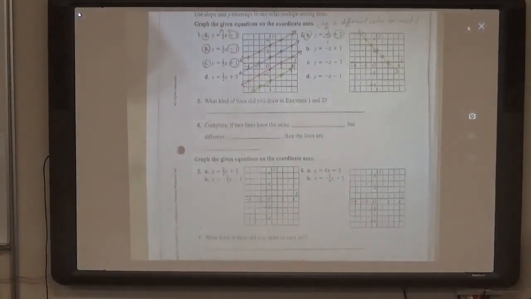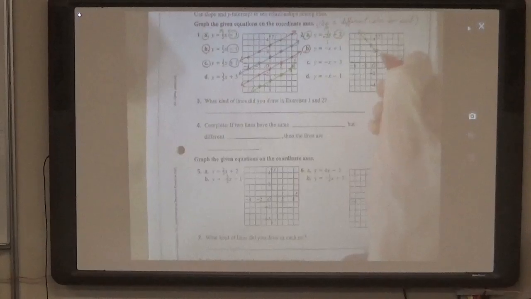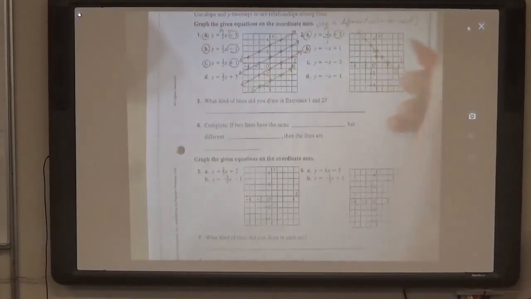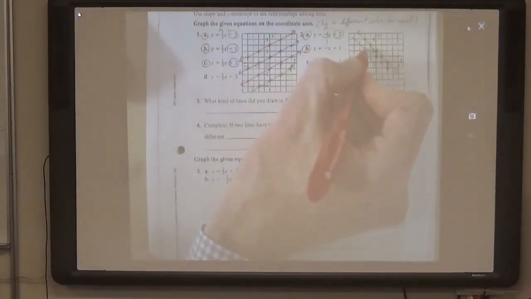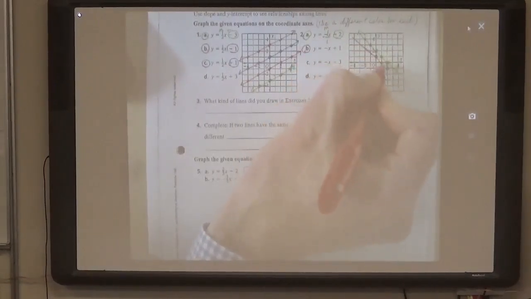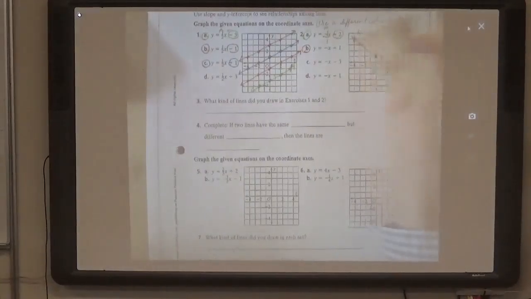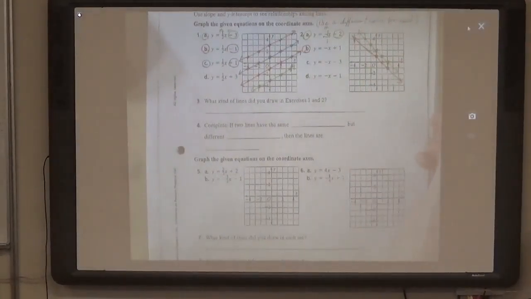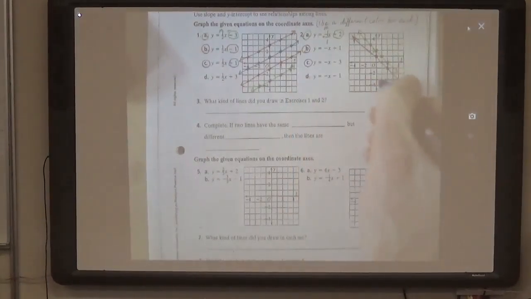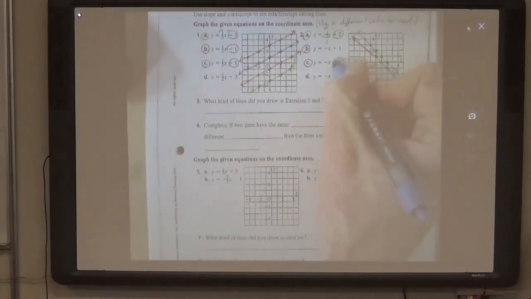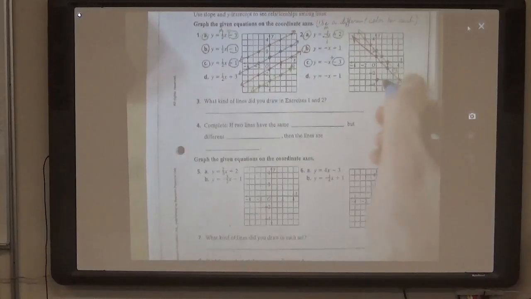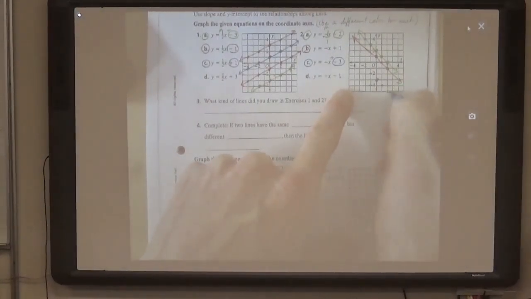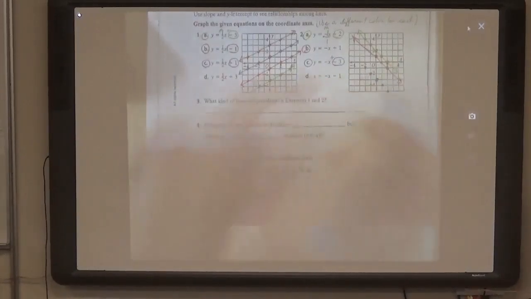Graph the next one, letter B. The y-intercept is 1, and the slope is the same. And then graph C. The y-intercept is -3. And then going down 1, over 1, or up 1 and left 1.